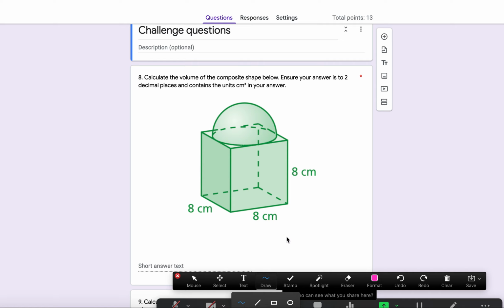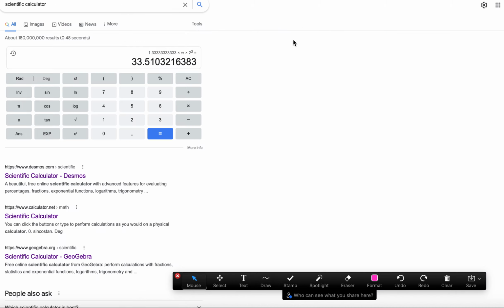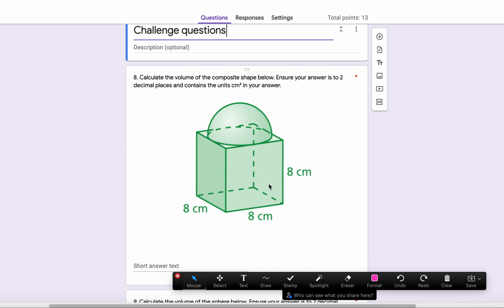All right, so for this question, you need to find the volume of the cube. The volume of the cube is going to be the width times the length times the height, which is 8 times 8 times 8. We'll go to our scientific calculator. 8 times 8 times 8, or you could even do 8 to the power of 3. It's 512. So the volume of the cube is 512. So we've just figured that out now. So in pink, I'm going to say that the volume of the cube is 512.